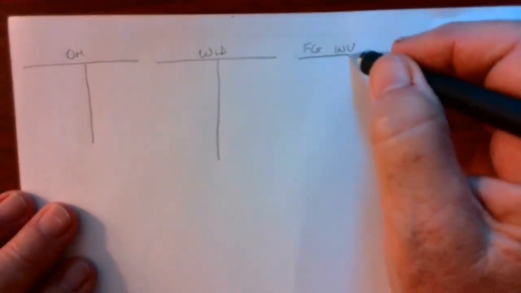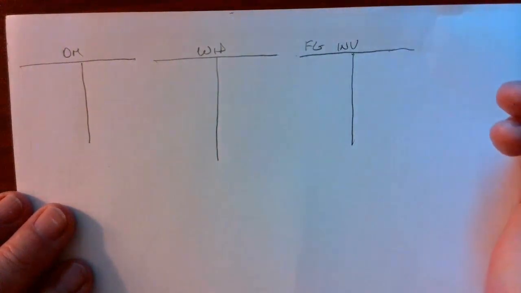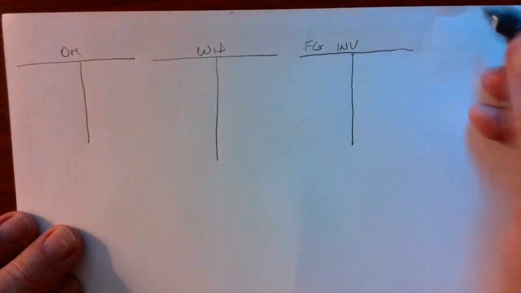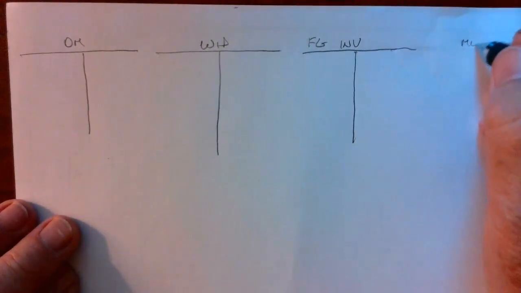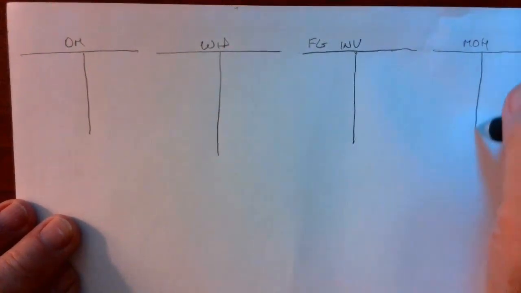Finished goods inventory. All these three are inventory accounts, right? And then I'm going to put MOH here. We only need the debit side anyway, and then I'll show you the one big credit.